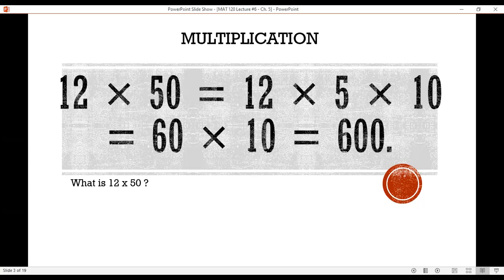In one case, you can see here, we've changed it into 12 times 5 times 10. In other words, we've changed that 50 into 5 times 10. And then we can apply our associative property and deliberately associate 12 times 5 first, figure that out, right? And that's your 60. And now it's about 60 times 10, which is 600.